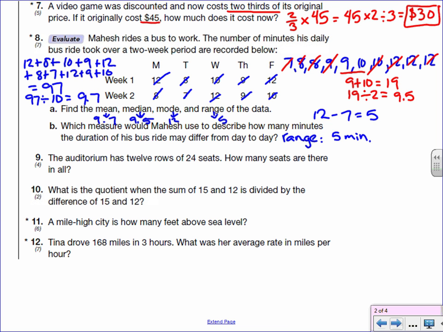The auditorium has 12 rows of seats. How many seats are there in all? This is in equal groups. So the number of groups is the number of rows, 12, times the number in each row, 24. That equals the total, which is 288. 12 times 20 would be 240. 12 times 4 more would be 48, and 240 plus 48 is 288 seats.